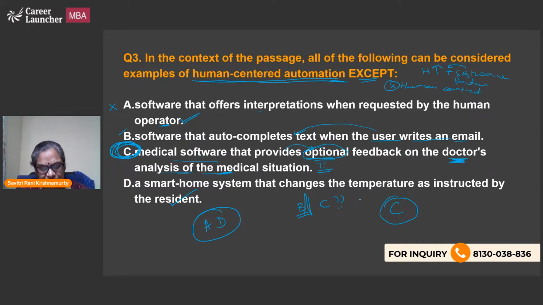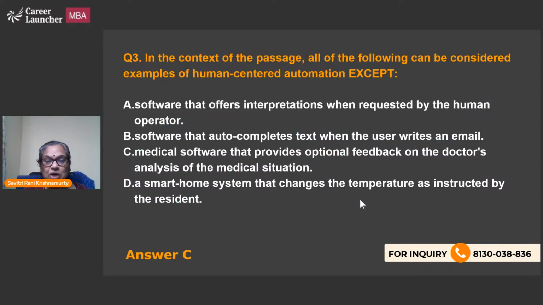So between B and C, which is better? It is C, not B. It is auto correcting. I have written something, but I am driving the word. I have written the first three letters. It's helping me by completing it. If it's not the right one, I will reject it. So it is driven by the email writer.